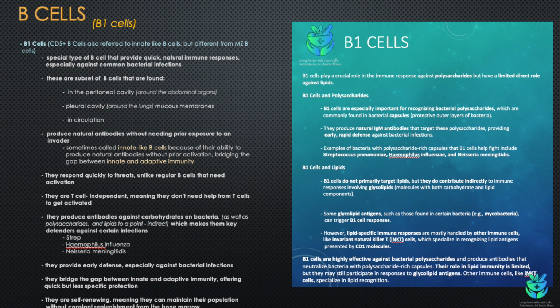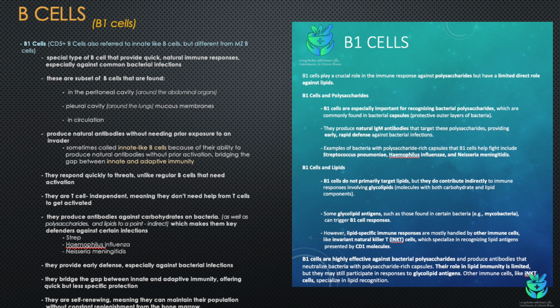B1 cells are highly effective against bacterial polysaccharides and produce antibodies that neutralize bacteria with polysaccharide-rich capsules. Their role in lipid immunity is limited, but they may still participate in responses to glycolipid antigens. Other immune cells, like the invariant natural killer T cell, specialize in lipid recognition. Okay, so all I really want you to remember in this one, besides the rest of this information.